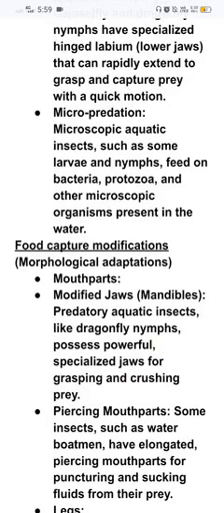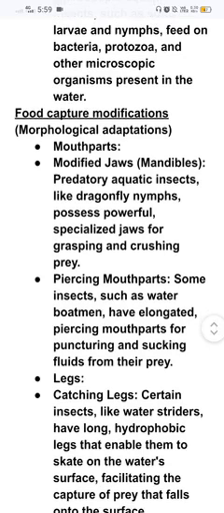The next topic is food capture modifications. In the sense, morphological adaptations, we will be learning later some general important adaptations. So let's start. Mouth parts. Some morphological adaptations related to mouth parts which help in the food capture. Modified jaws or mandibles. Predatory aquatic insects like dragonfly nymphs possess powerful specialized jaws for grasping and crushing prey. That is a morphological adaptation for food capture.